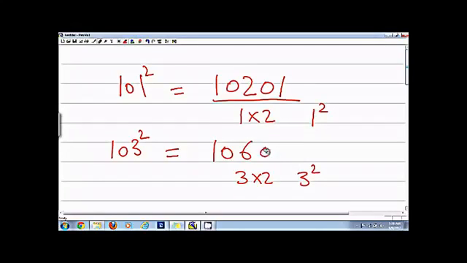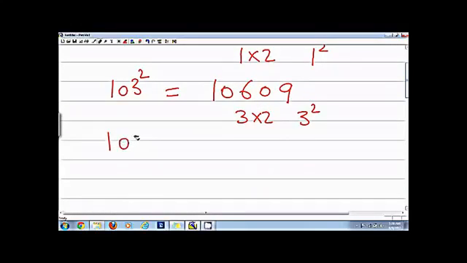Similarly, if I have 105, then I'll do 1, so 5 into 2 is 10 and 5 square is 25. The answer is this. Now if I have a number less than 100, for example 98, then in this case our x is 2 less than 100.